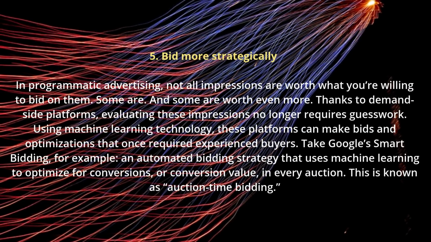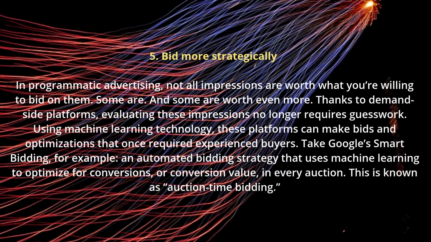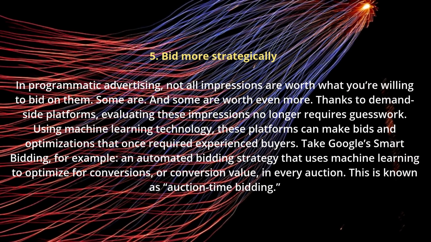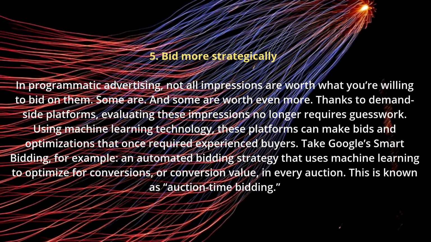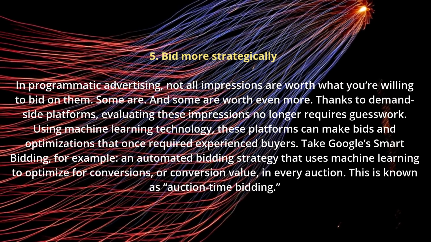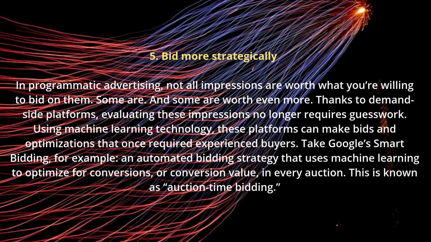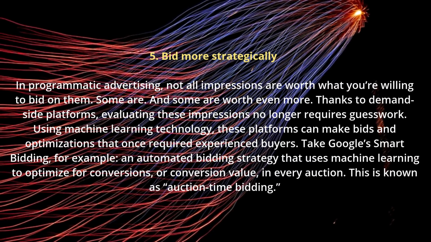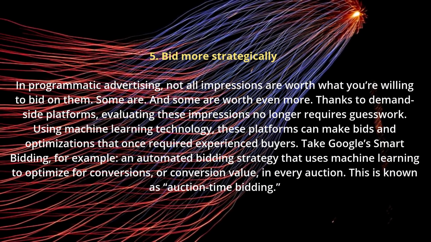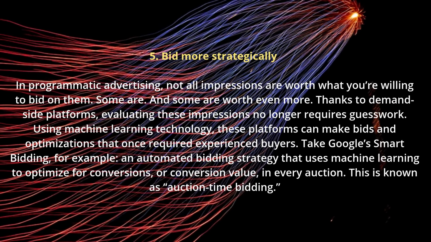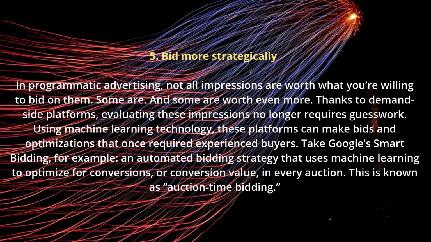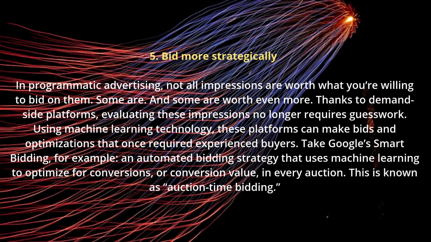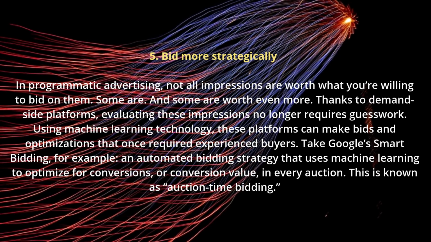5. Bid more strategically. In programmatic advertising, not all impressions are worth what you're willing to bid on them. Some are. And some are worth even more. Thanks to demand-side platforms, evaluating these impressions no longer requires guesswork. Using machine learning technology, these platforms can make bids and optimizations that once required experienced buyers. Take Google's Smart Bidding, for example, an automated bidding strategy that uses machine learning to optimize for conversions, or conversion value, in every auction. This is known as auction-time bidding.